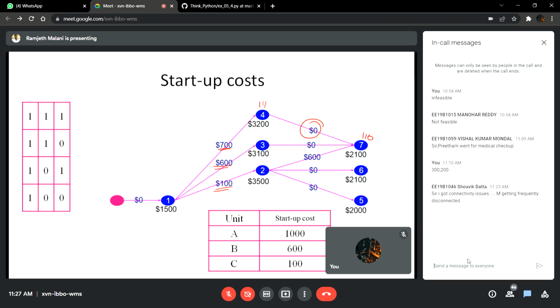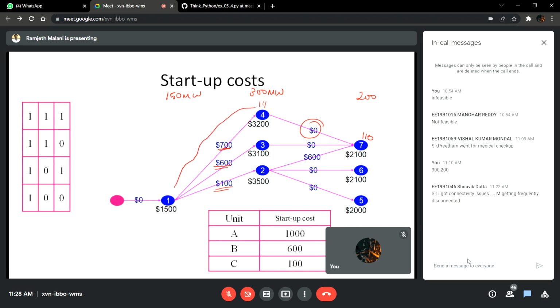So each transition has a startup cost, and each state has a fuel cost. Now, to supply the demand of 150 megawatt, 300 megawatt, and 200 megawatt, there are several possible paths to be followed by your generators.